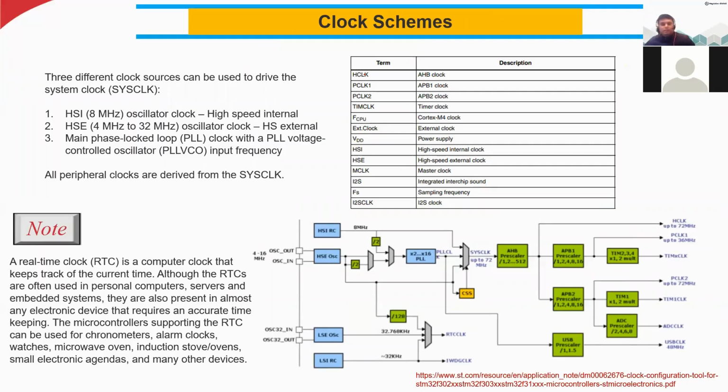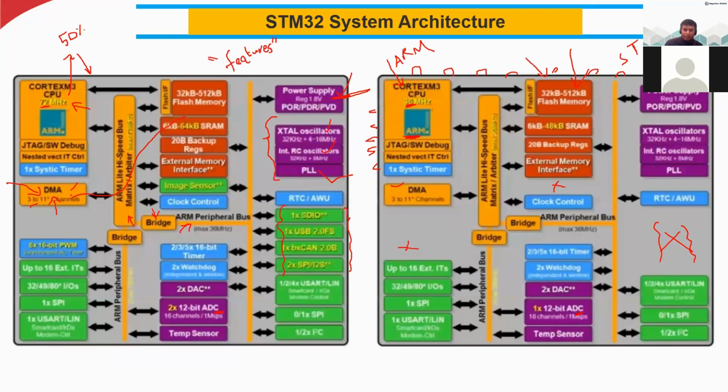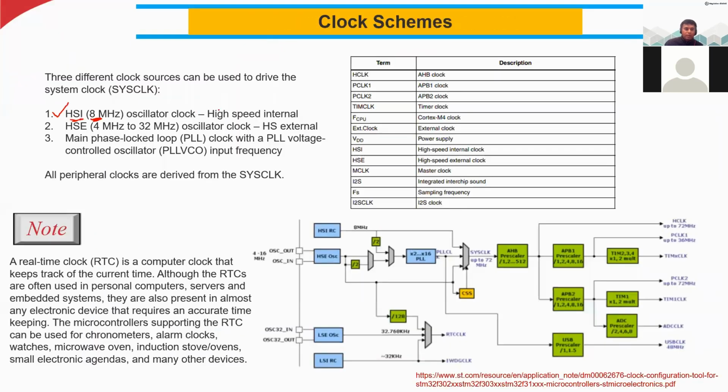Clock schemes. We use 3 different clock sources that can be used to drive the system clock. The first one is called HSI, or high speed internal clock. This is 8 megahertz. Of course, oscillators are used to generate the clock signals. That is why we have the oscillators here. You can see the oscillators, they are the ones generating the clock signals. So everything is inbuilt inside the microcontroller.